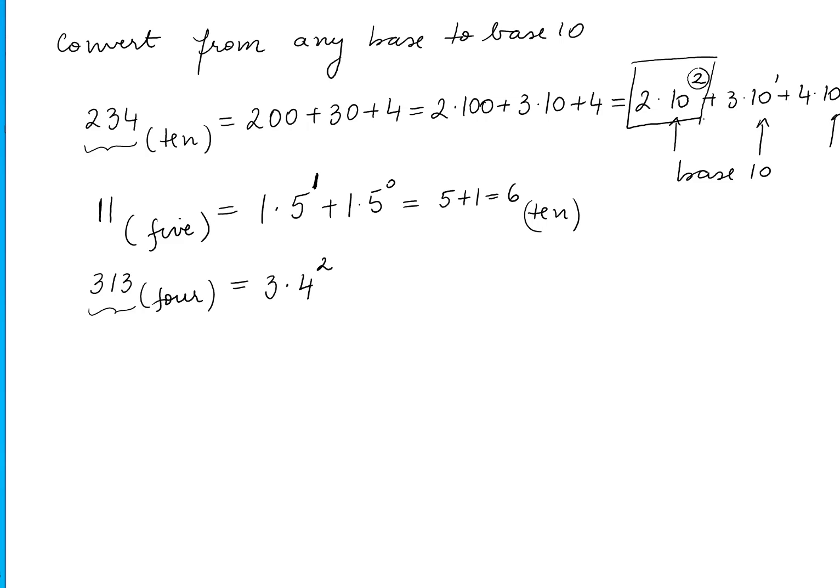So it's 3 times 4 to the second plus 1 times 4 to the first plus 3 times 4 to 0. So we get 3 times 16 plus 4 plus 3. That's 48 plus 7, which is 55 in base 10.